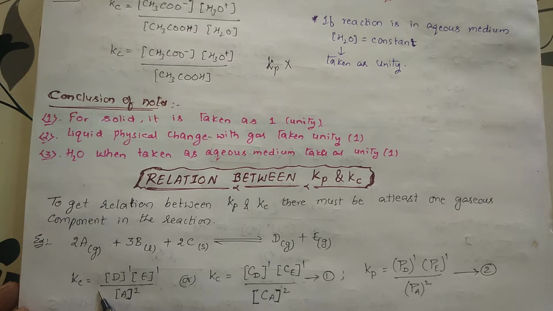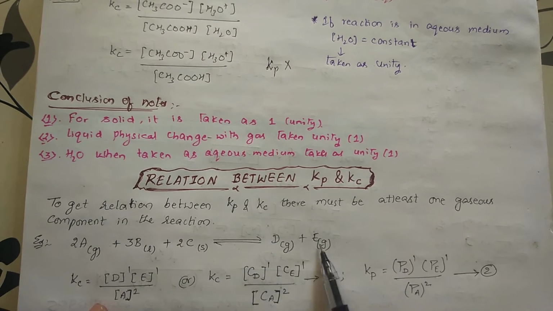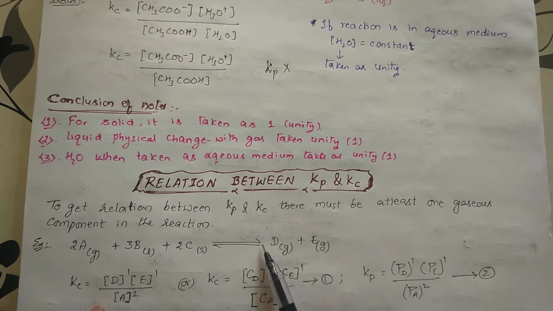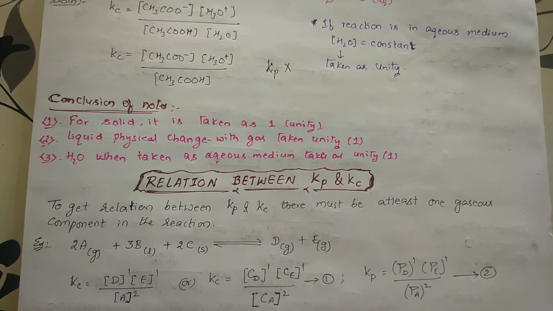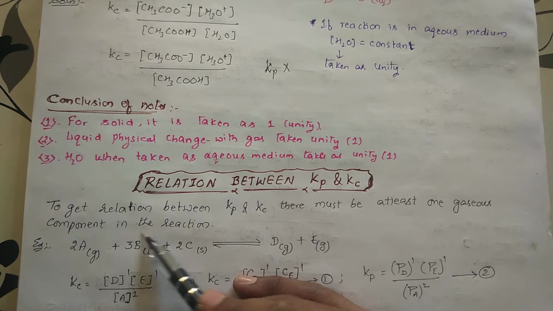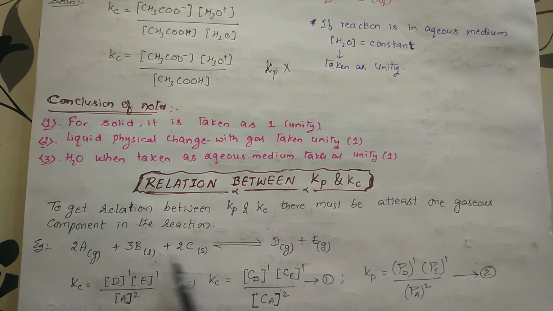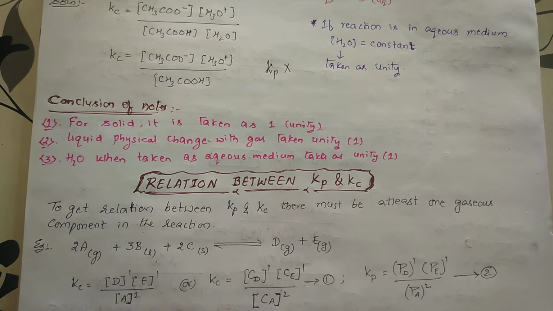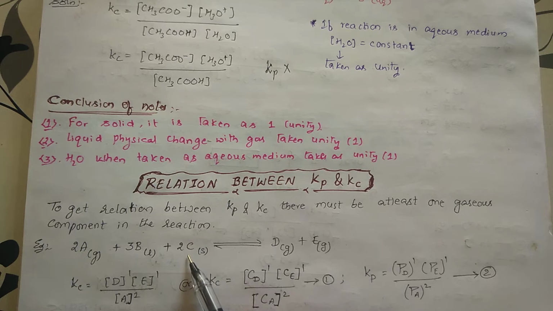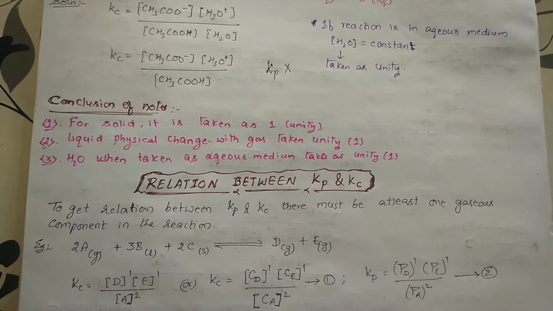How to write Kc? So this is the thing. Products D gaseous, E gaseous, power 1 because the stoichiometric coefficient is 1. And in the denominator, see, this is liquid. This one is the medium where these two are getting reacted. Okay, so this is taken as 1, and A is taken as A square, and C is in solid state. So we will take this one as unity. This is 1 and this one is also 1. So this will be the equation.